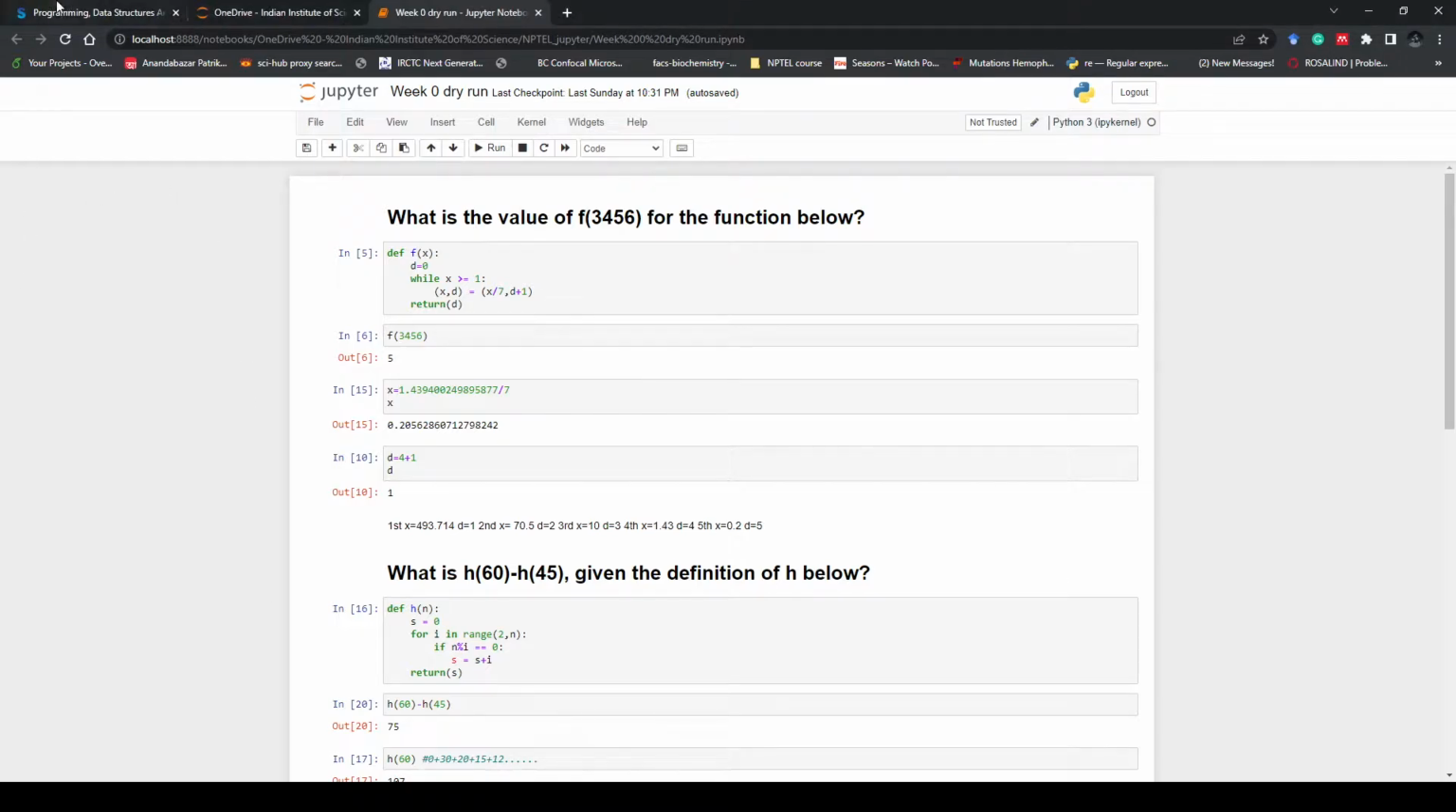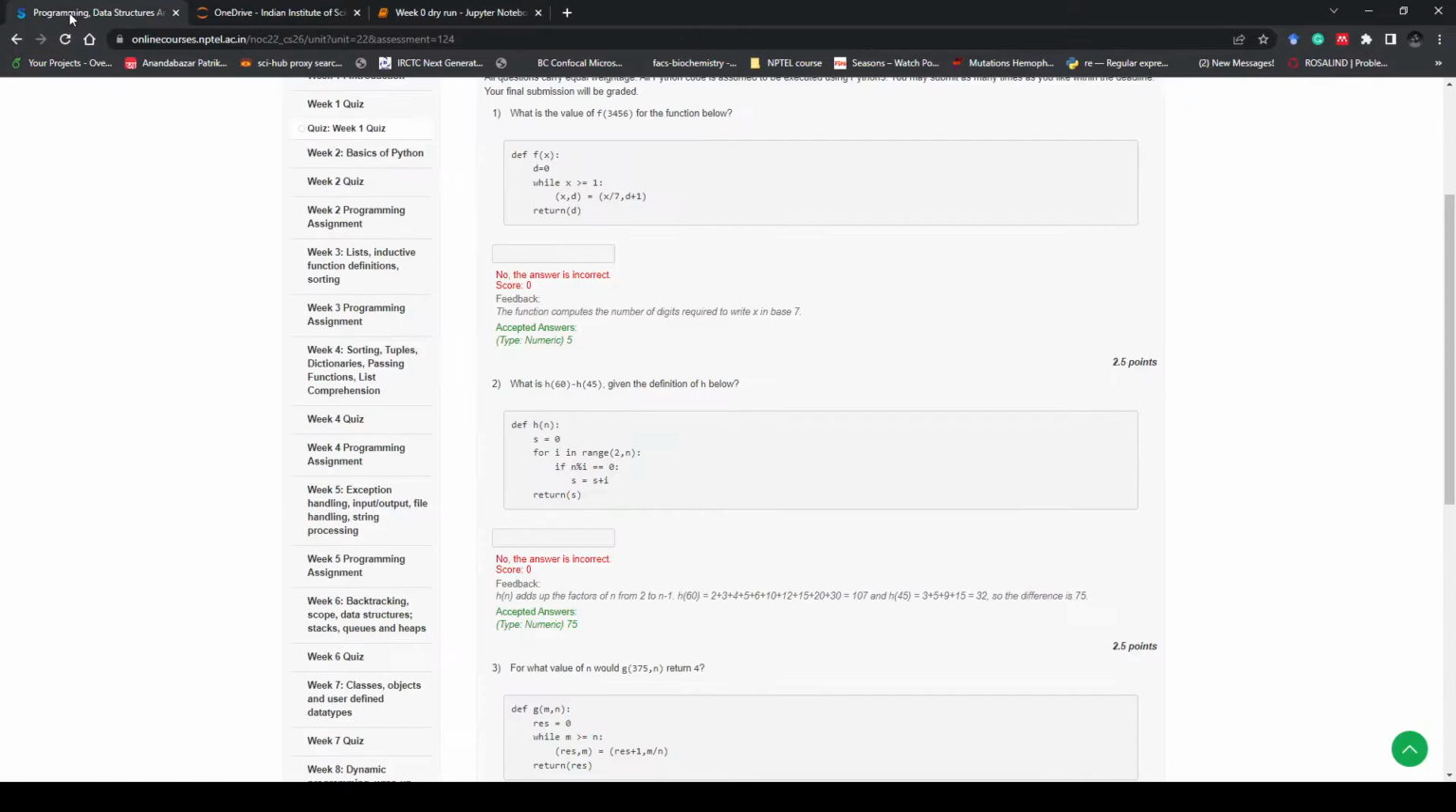Hello everyone, this is the week 0 assignment of the Python course, Programming, Data Structures and Algorithms using Python. There is a week 0 quiz, which is the week 1 quiz from the previous run, which I am using as a week 0 trial run just to make sure everything is working fine. So we'll solve the quiz and let's see what the answer is.